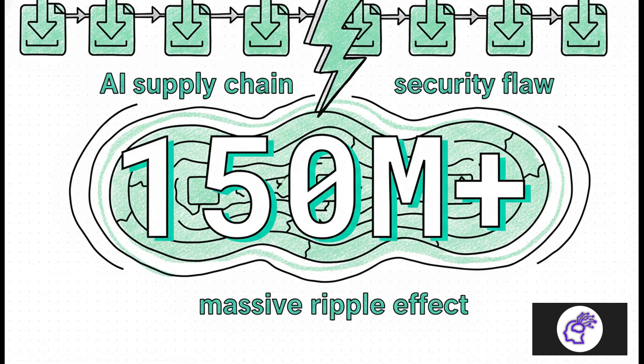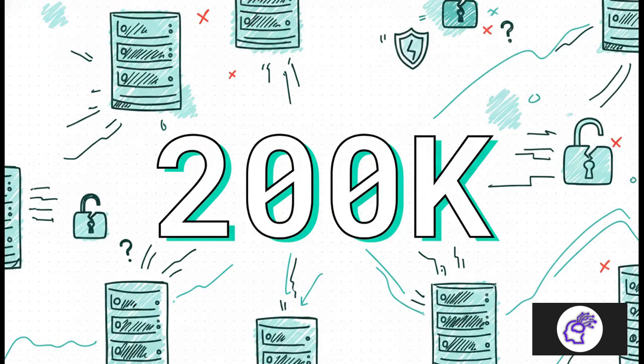This isn't just about one piece of software. It's a massive, massive ripple effect. And this? Well, this is our estimate for the number of vulnerable server instances running out there in the wild right now. 200,000 of them. We're talking everything from public-facing servers to internal company research tools. The potential attack surface is just enormous.